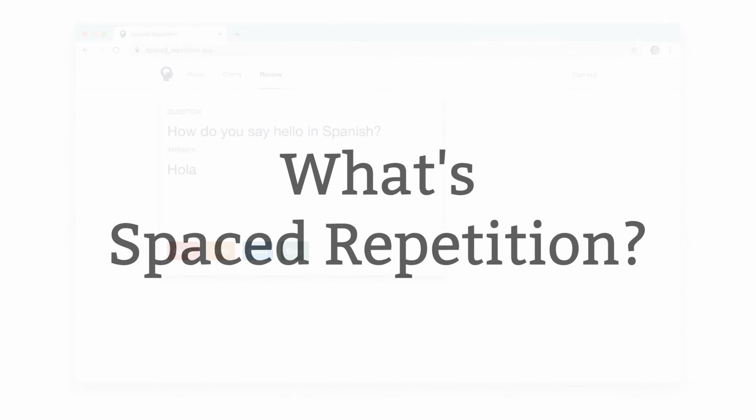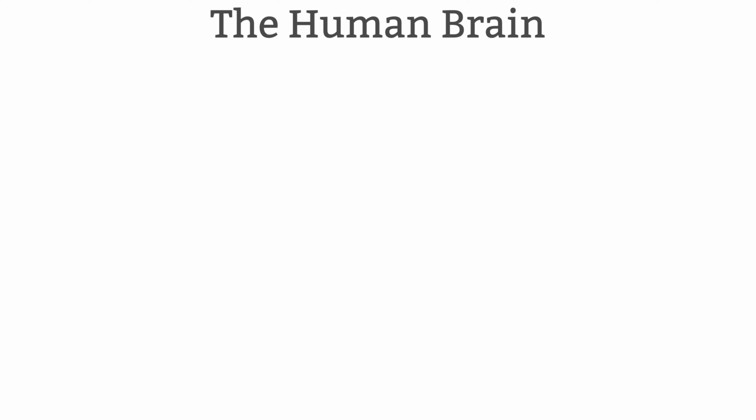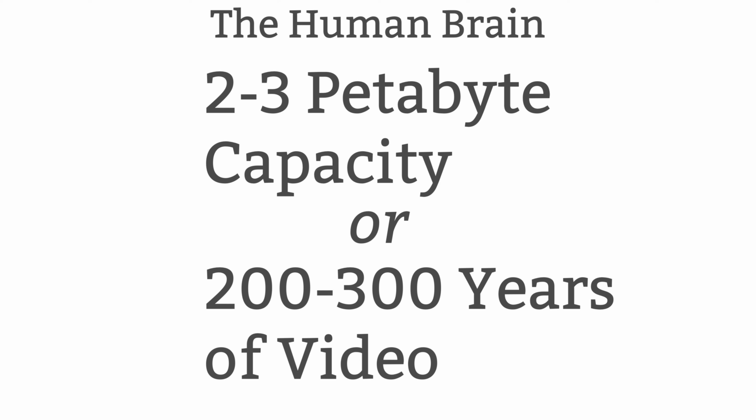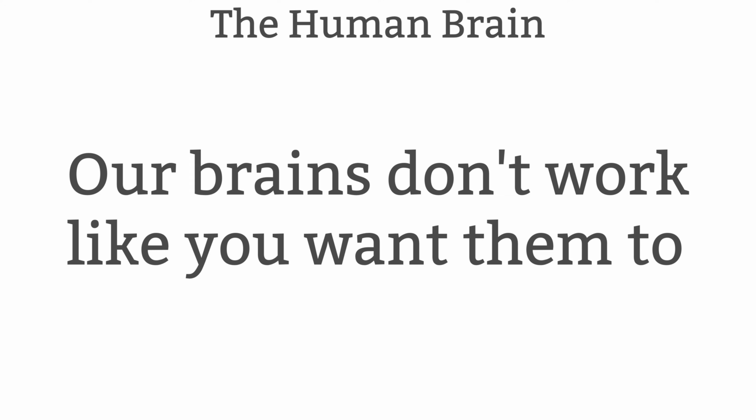So what is spaced repetition? Well, first of all, let's briefly talk about the human brain. Our brains can hold a ton of information. In fact, it's estimated that our brains can store somewhere between 2 and 3 petabytes of data. That's enough storage for about 200 to 300 years of recorded video. So our brains can store a lot of information, but unfortunately our brains don't work like we might want them to. I mean, if our brains have so much capacity, why are we always forgetting things like where I put my car keys or where I left my iPhone?